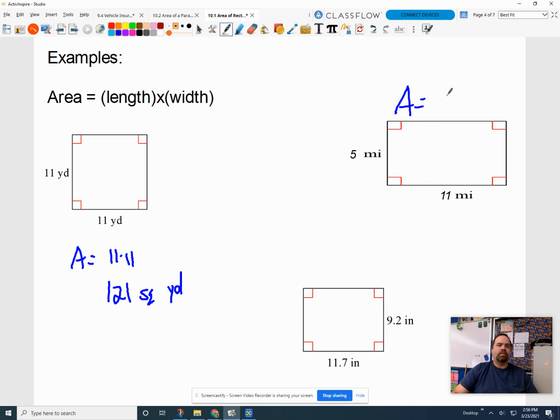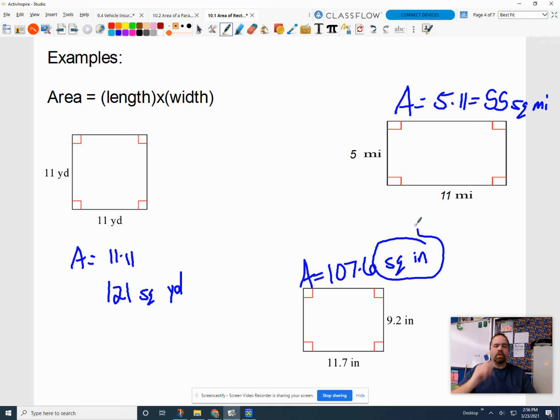So the area of my rectangle up here, length times width. This has an area of 55 square miles. And then I need my calculator for this one because I can't do decimals in my head. 11.7 times 9.2 rounded to the nearest tenth. This guy has an area of 107.6 square inches. Okay, make sure you're putting units on these. I want you to be able to differentiate this from perimeter. Make sure you put your units on these.